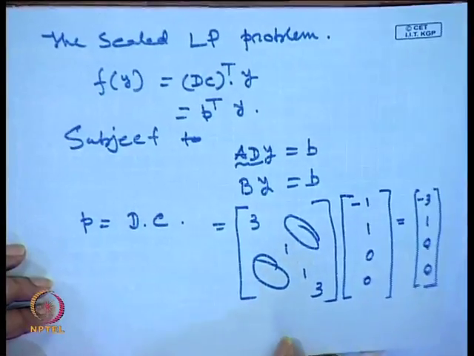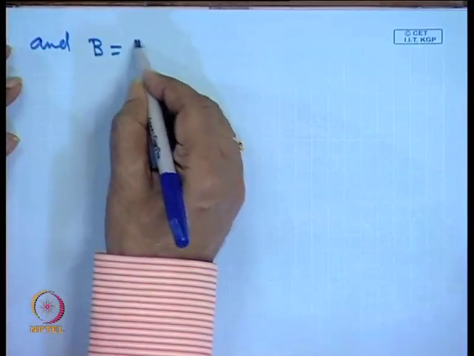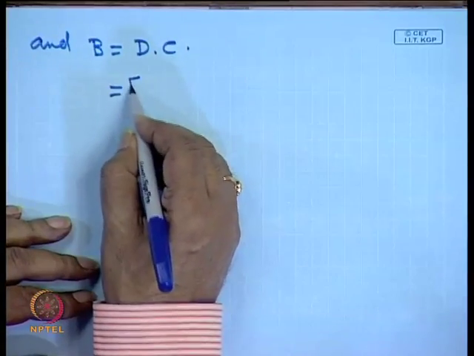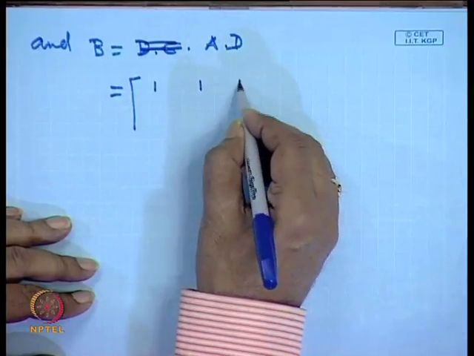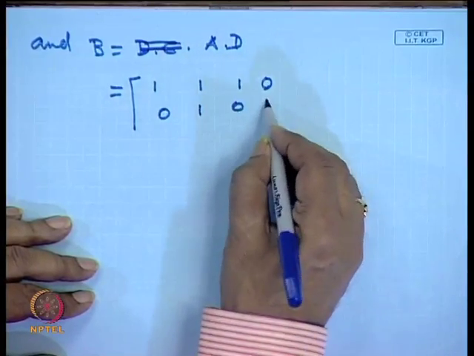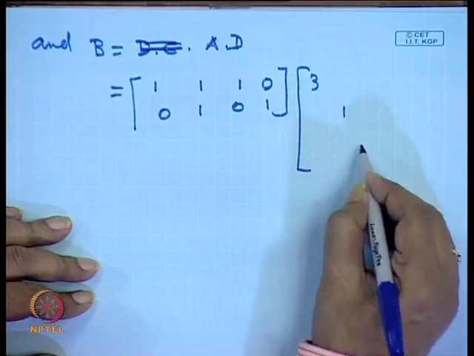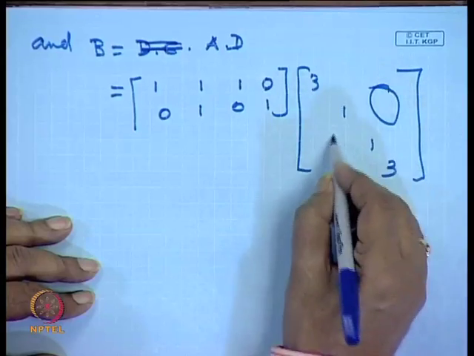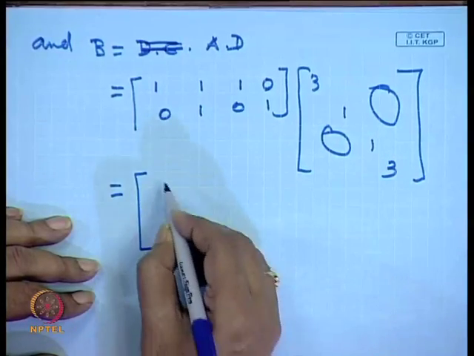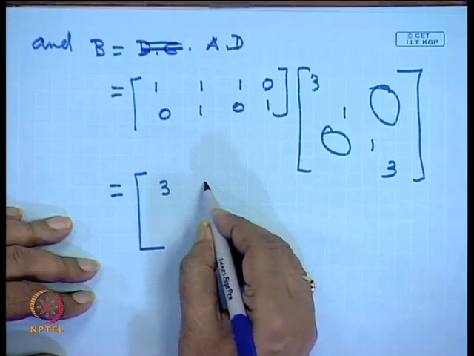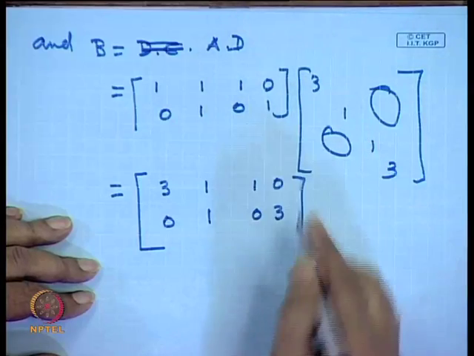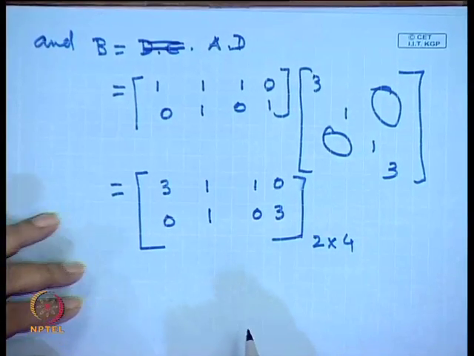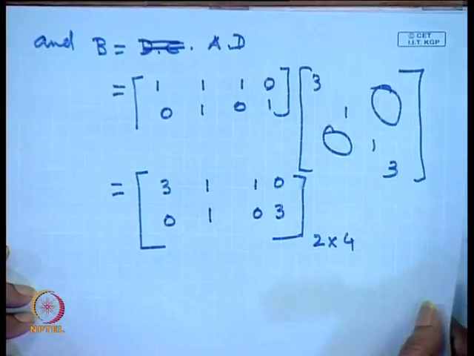Because I need the information of P in order to get the directional vector. And B is what? It is A into D. So, the A matrix is 1, 1, 1, 0, 0, 1, 0, 1, and the D matrix is 3, 1, 1, 3, with all other elements 0. If you multiply these, I will get the 2 row, 4 column matrix, 3, 1, 1, 0, then 0, 1, 0, 3. So, this is our B matrix, the equality constraint in the transformed coordinate axes.